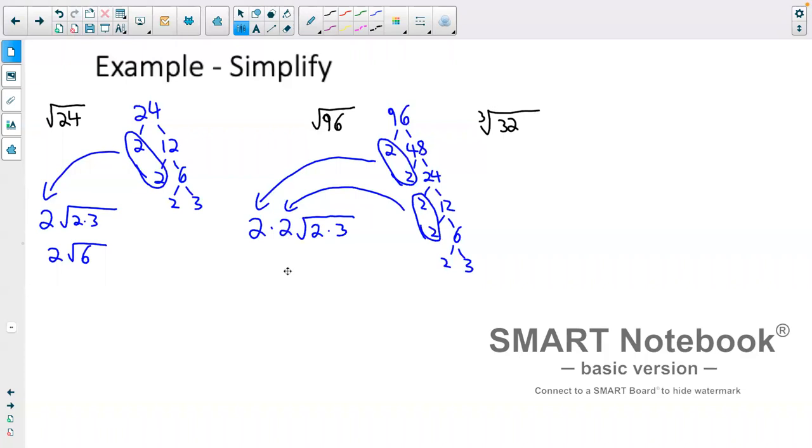So we have 2 times 2 is 4. Square root of 2 times 3 is 6. So square root of 96 is the same as 4 root of 6.